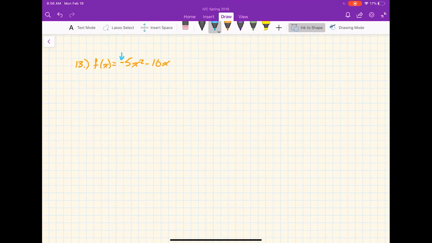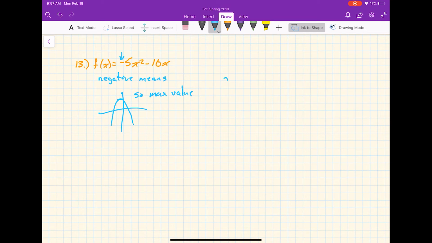All right, number 13. This time we have a negative out front, so that means we are going to have a parabola that opens down. So we're going to have a max value for this. So here would be our parabola, something like that. I mean, it might not be above the x-axis like that, but you get my point. It's a U pointing down, so we have a max value this time.